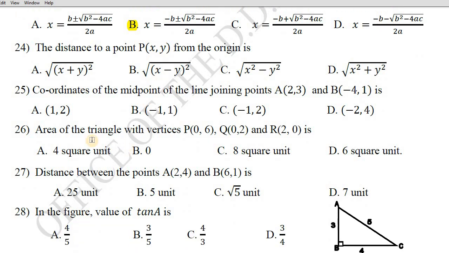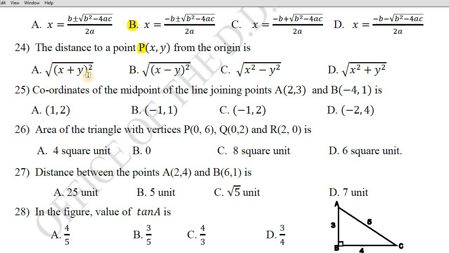Next, question number 24. The distance to a point P(x, y) from the origin is. It means you have to write the distance finding formula from the origin. This problem is also repeated in many district question papers, children. Important one. See the options here.